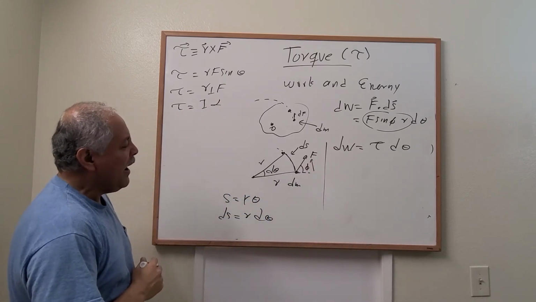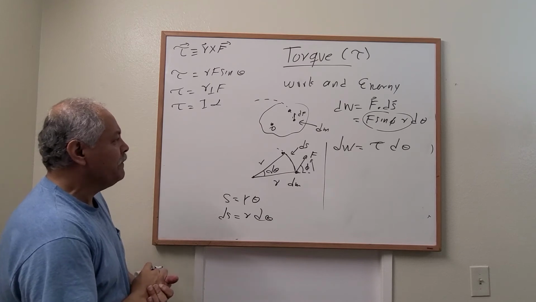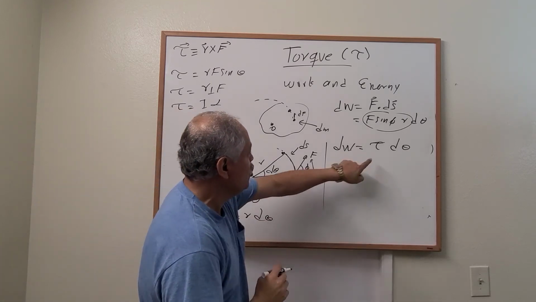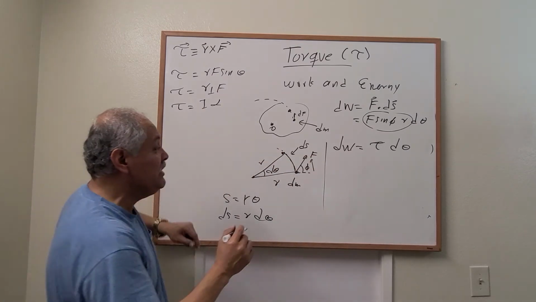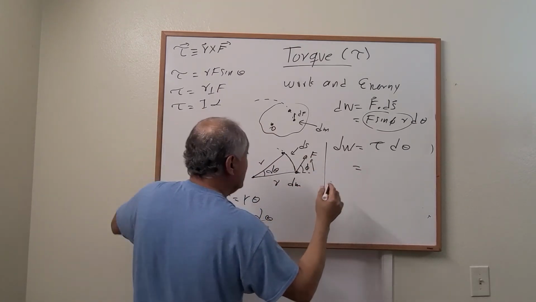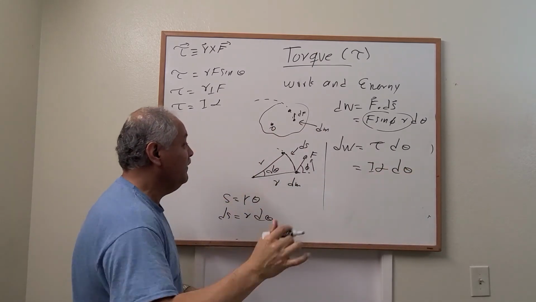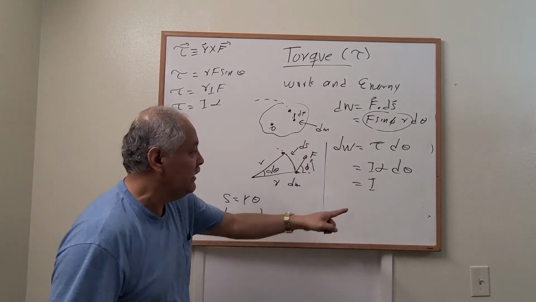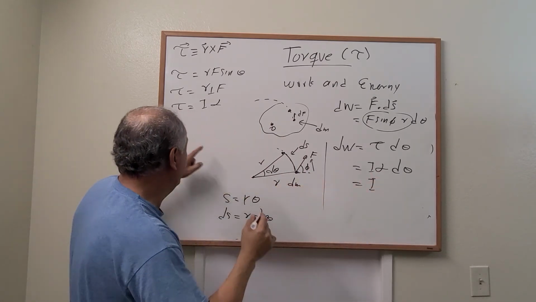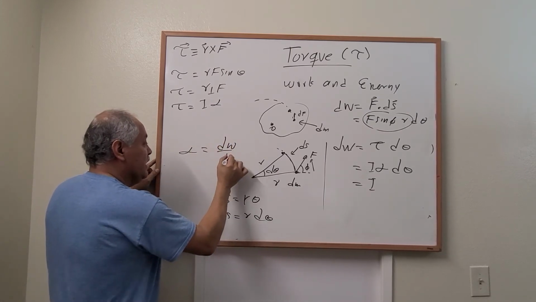Now, what happens if we go to tau, the torque, represented this way? It is equal to moment of inertia times alpha d theta, correct? Now this is equal to the moment of inertia. But how do we define alpha? Alpha, remember, instantaneous is equal to the change in omega with respect to time.